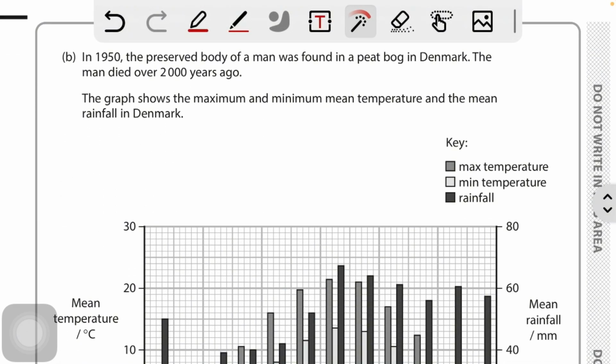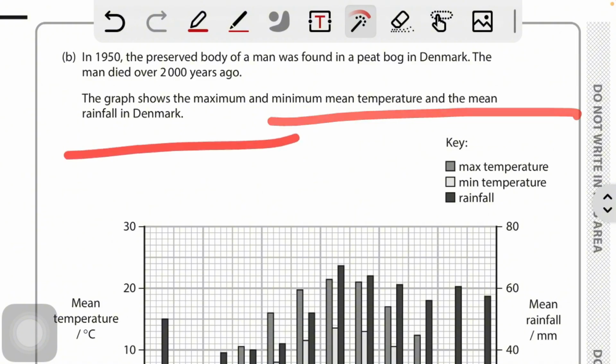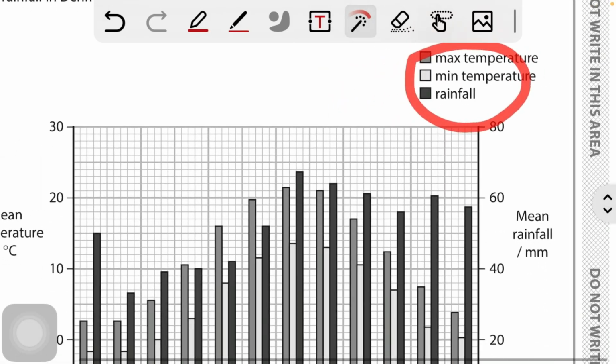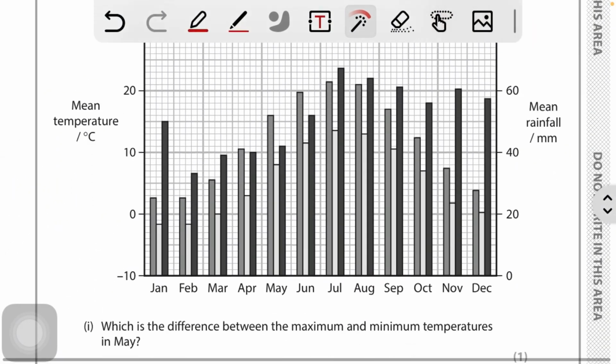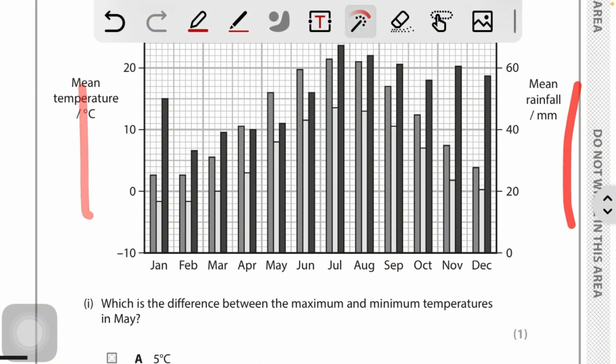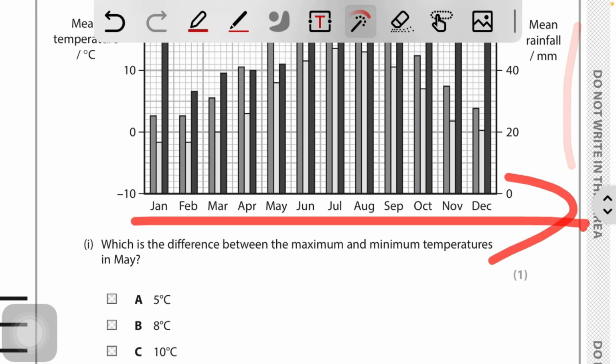In 1950, the preserved body of a man was found in a peat bog in Denmark. The man died over 2000 years ago. The graph shows the maximum and minimum mean temperature and the mean rainfall in Denmark. So this is the key for maximum temperature, minimum temperature and rainfall. Okay, so this is the graph. It shows mean temperature, mean rainfall, and this is the time duration.